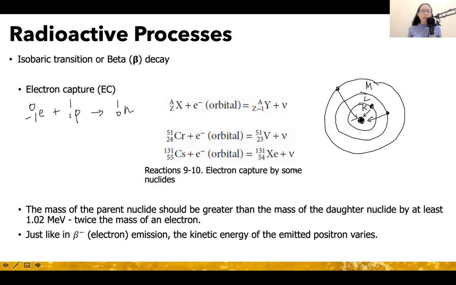So here you see some examples of electron capture by some nuclides. Don't mind the notes here. I just forgot to delete them. They were copied from the previous slide. So this one, disregard. Okay, so those are what I want to mention about electron capture.